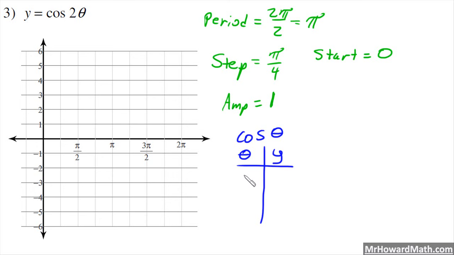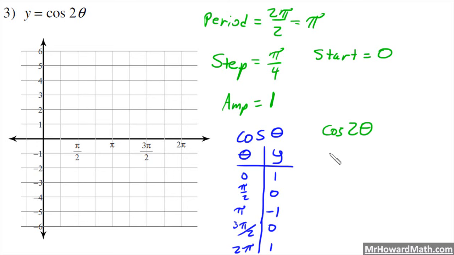this time. So that's theta starts at 0, pi over 2, pi, 3 pi over 2, and 2 pi. And for cosine, it's the x value on the unit circle, so it's 1, 0, negative 1, 0, and positive 1. Now let's make the table for our transformed graph, cosine 2 theta. So theta and y. So the effect here is going to be on the x values.